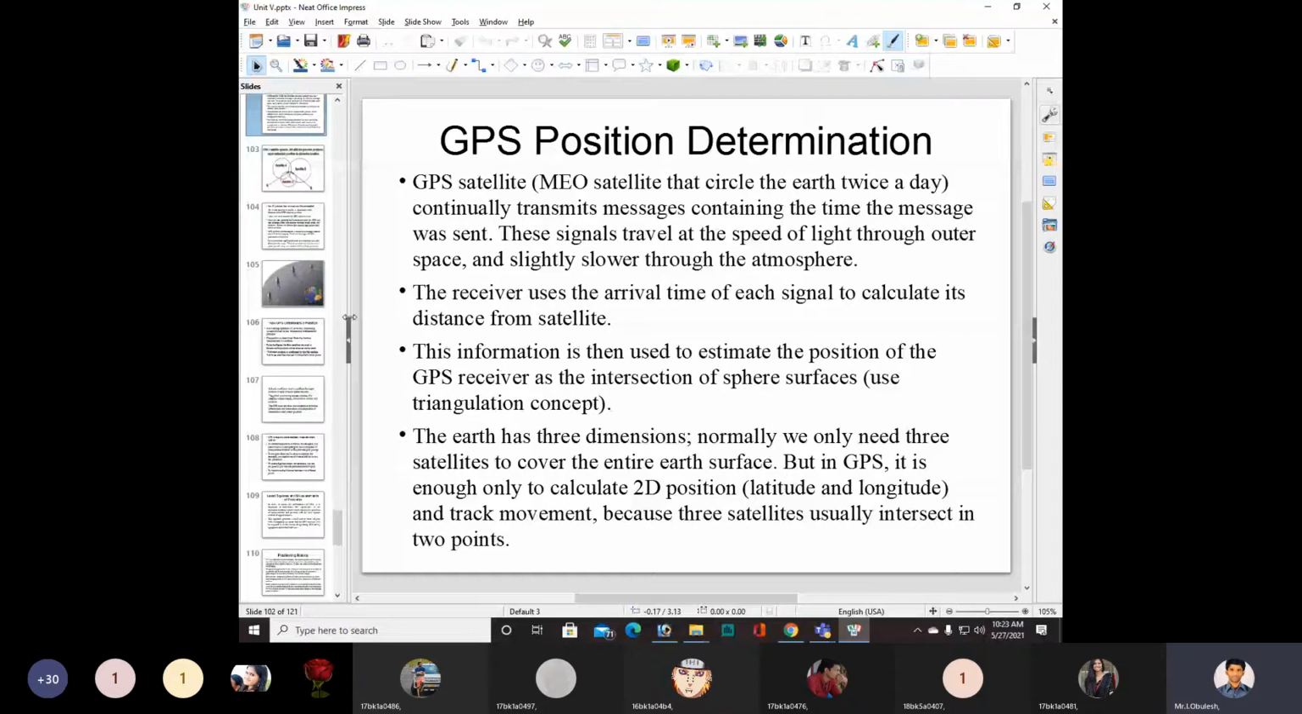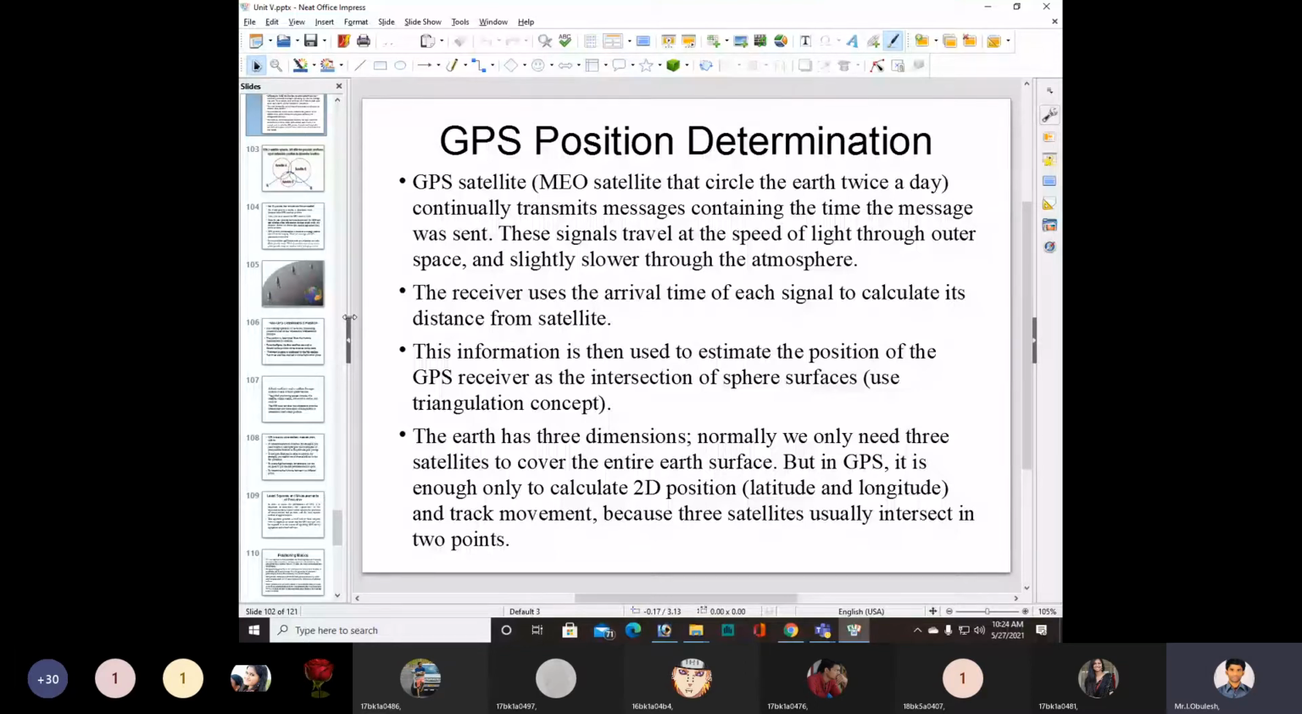But in GPS, it is enough only to calculate two-dimensional position, like latitude and longitude, and track movement, because 3 satellites usually intersect in 2 points.